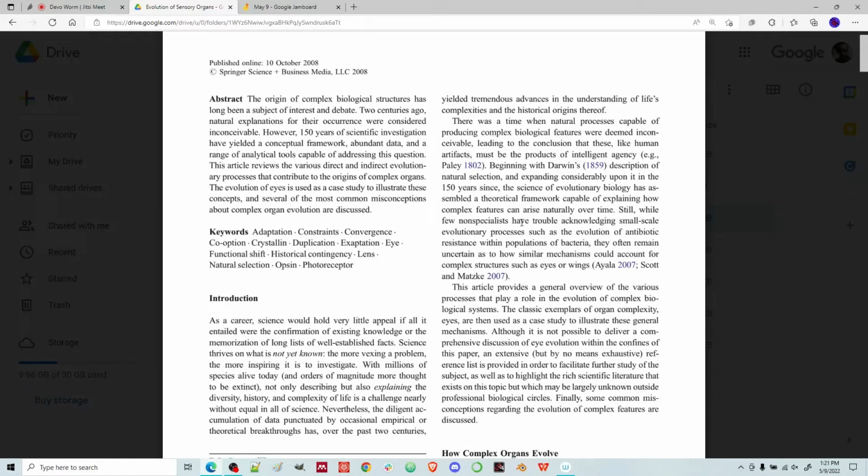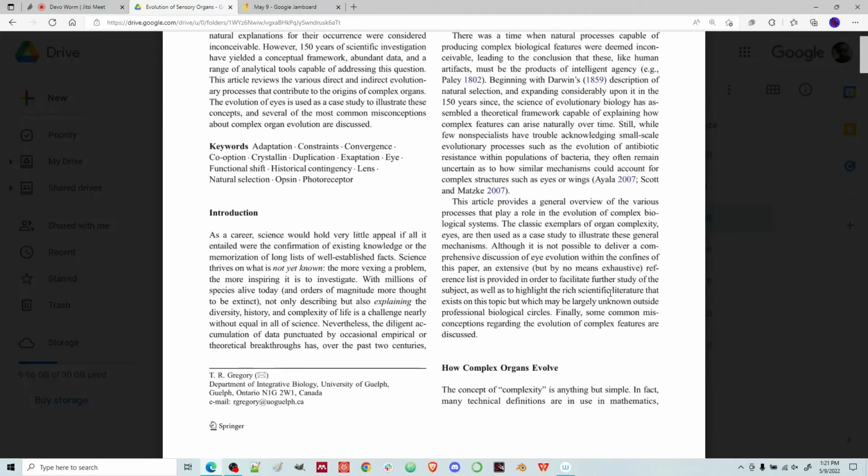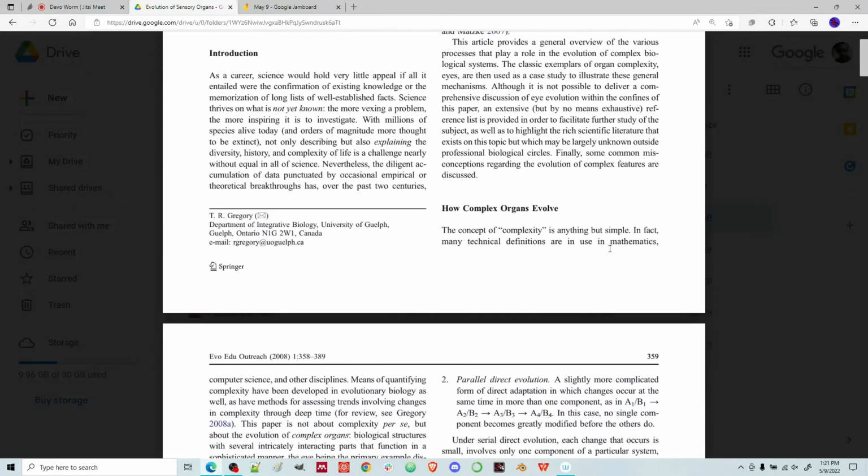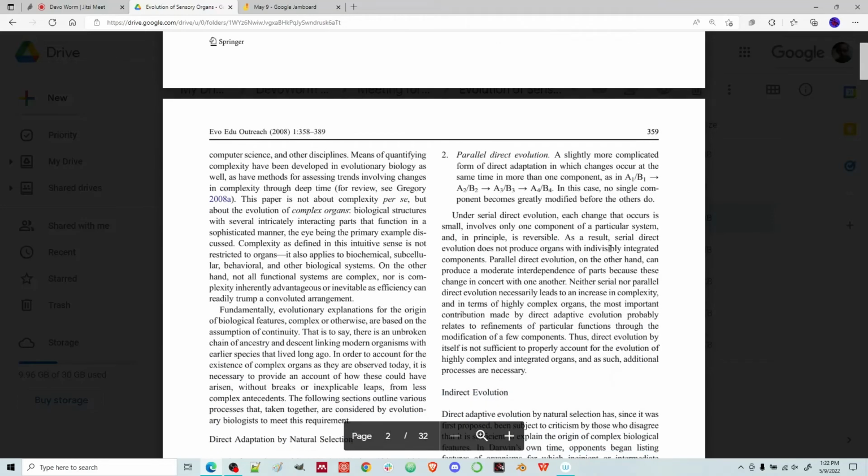Still, while few non-specialists have trouble acknowledging small-scale evolutionary processes, such as the evolution of antibiotic resistance within populations of bacteria, they often remain uncertain as to how similar mechanisms could account for complex structures such as eyes and wings. And so there's a fair amount of literature on this. The eyes, of course, being part of the brain, the wings being another example of this sort of evolutionary diversification. So this kind of goes over the evolution of organs as complex systems.